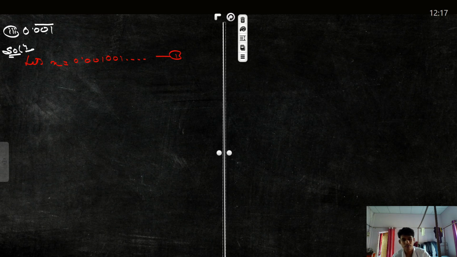Okay, now comes question number 3. Let x equal 0.001001 dot dot dot, and let it be equation number 1. Now, as we have 3 digits after the decimal, we'll multiply it by 1000.